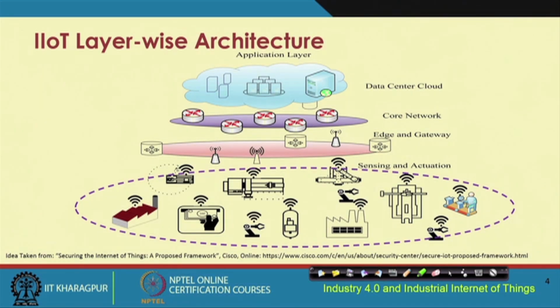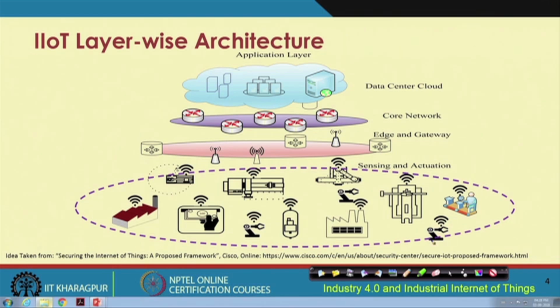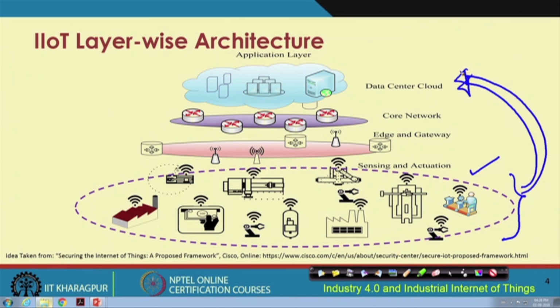If we look at the IIoT holistically, at the very bottom is this smart sensing element. We have these different smart sensors and actuators in the bottommost layer. These smart sensors sense, and the sensed data are sent to some data center or some cloud for further analysis.